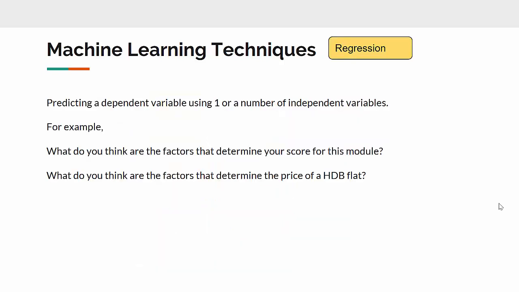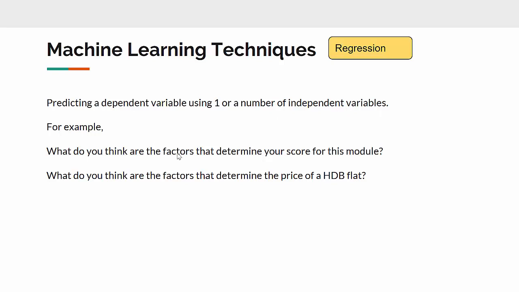Let's begin with the most basic of supervised learning techniques, regression. What we want to do using regression is to predict a dependent variable using one or a number of independent ones. For example, what are the factors that determine your score for this module? In this example, the dependent variable is what you would actually score eventually for this module. And the factors that affect that would then be our independent variables. What are some factors you can think of?